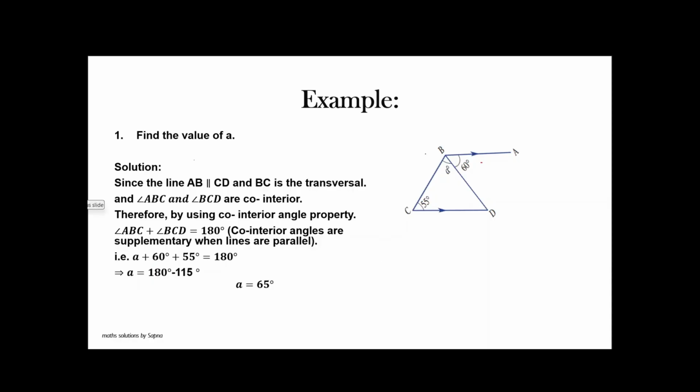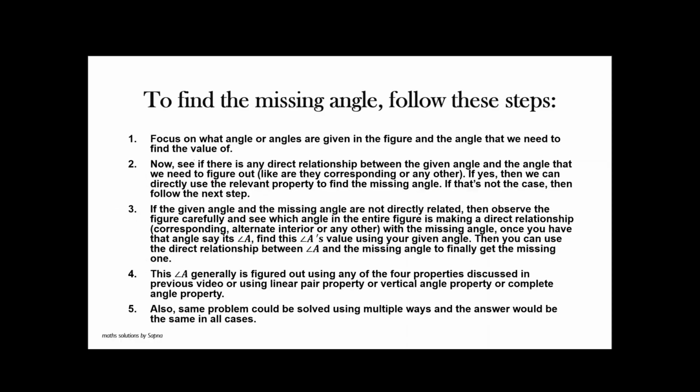Now see, what will we do if the angles are not directly related to each other? For that we need to focus on the third step, which says if your given angle and the missing angle are not directly related, then what we do, we observe the figure carefully, the entire figure, and see which angle in the entire figure is making a direct relationship.